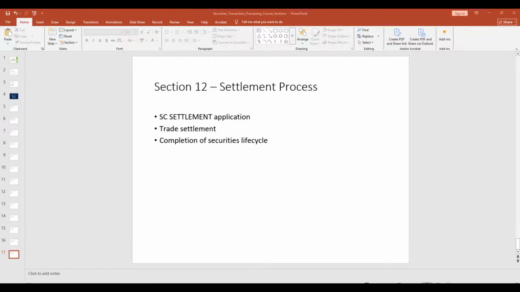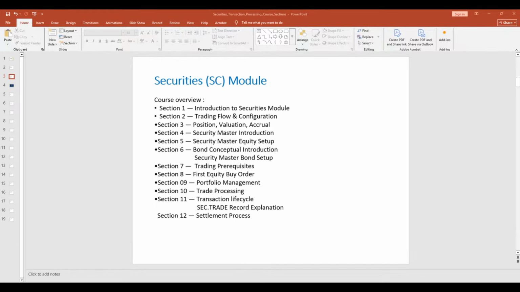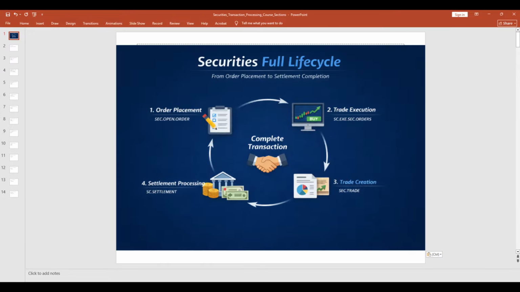By the end of this course, you will clearly understand how securities transactions move through Temenos T24 from order placement all the way to final settlement. If you are learning the T24 securities module or working in banking technology or capital markets operations, this course will help you understand the complete workflow step by step.